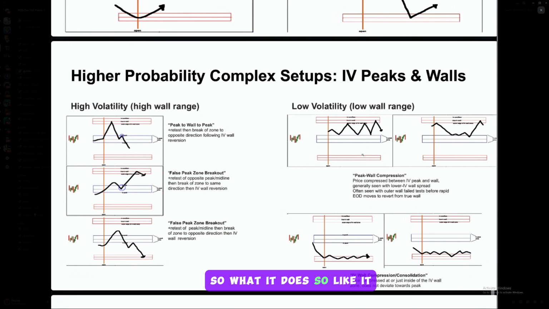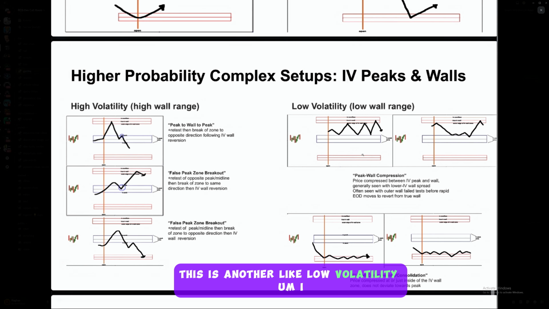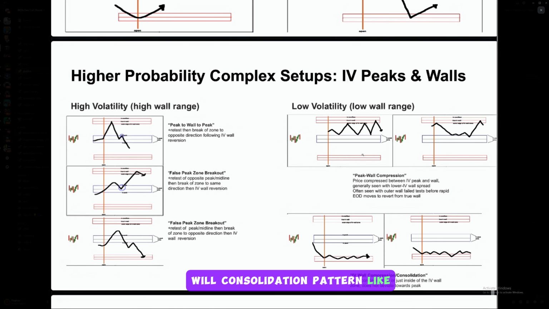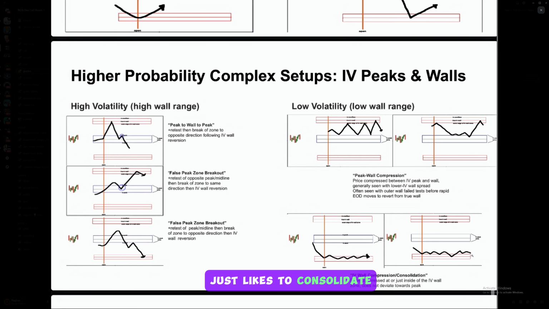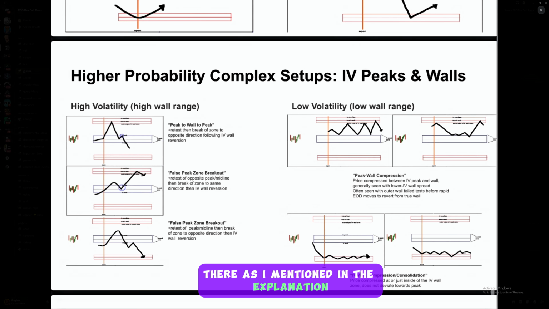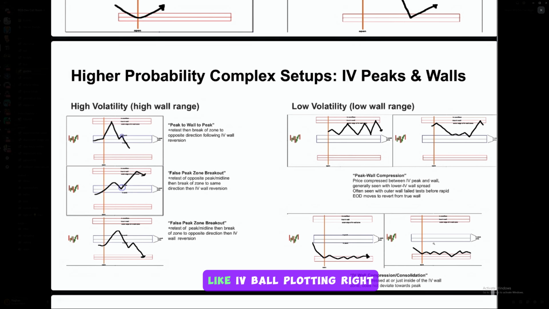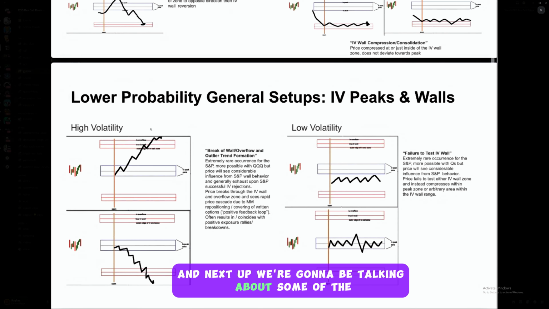This is another low volatility IV wall consolidation pattern. Instead of moving back to the peak, the price just likes to consolidate there, as I mentioned in the explanation. So this is one of the patterns that you could expect with the IV wall plotting, right? And next up, we're going to be talking about some of the rare or low probability setups.